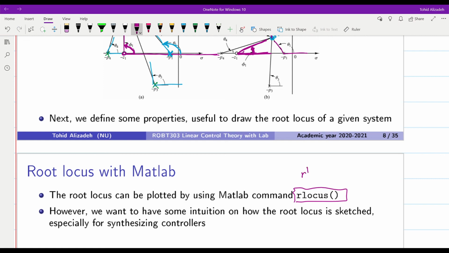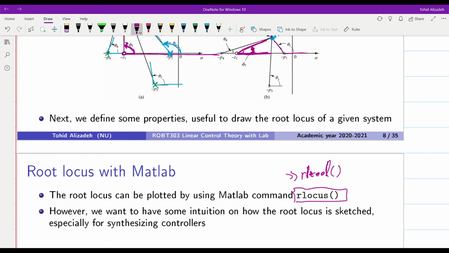We also have the rltool command. You can use it later. It's also quite a useful tool. It will help you to design the controllers later. Okay, so later on we will work with the rltool. So working with MATLAB will be quite easy. You will just give the transfer function to MATLAB, and it will give you the root locus plot.